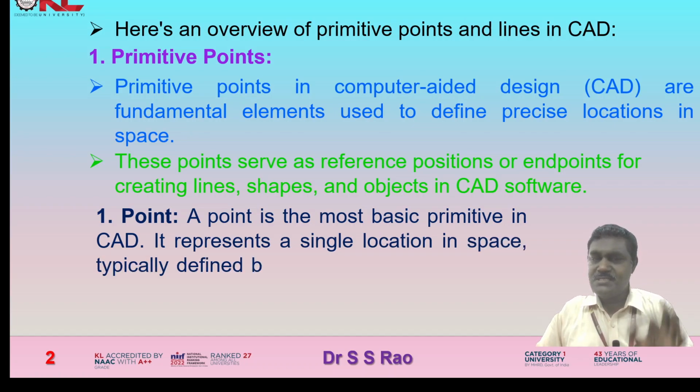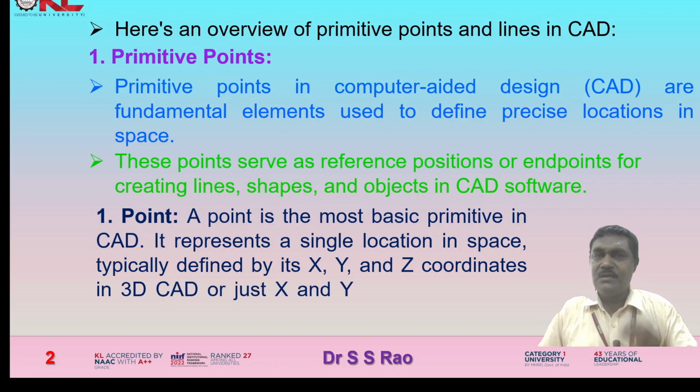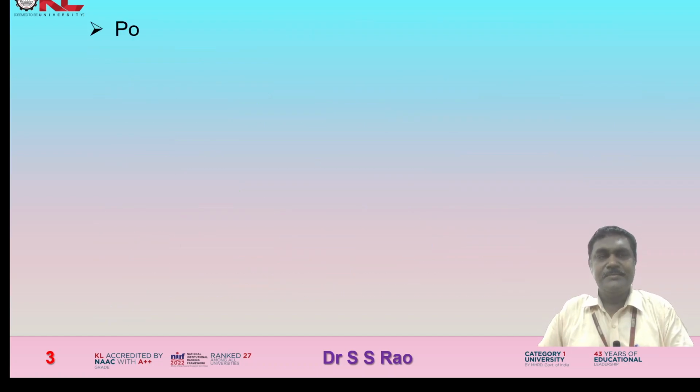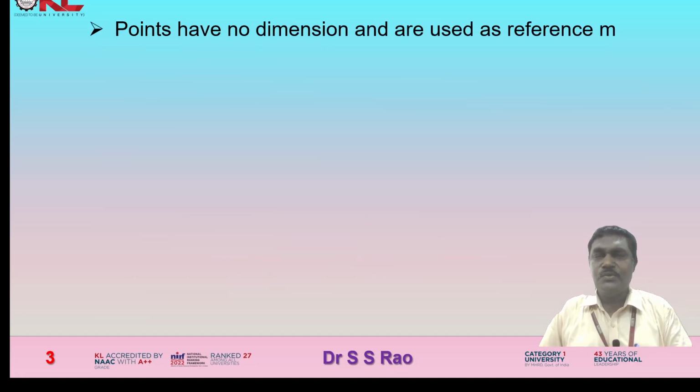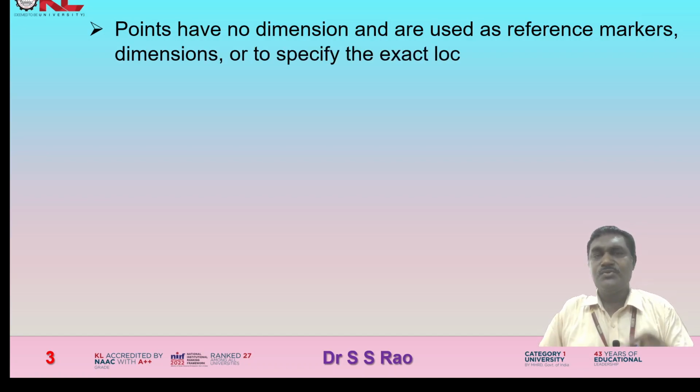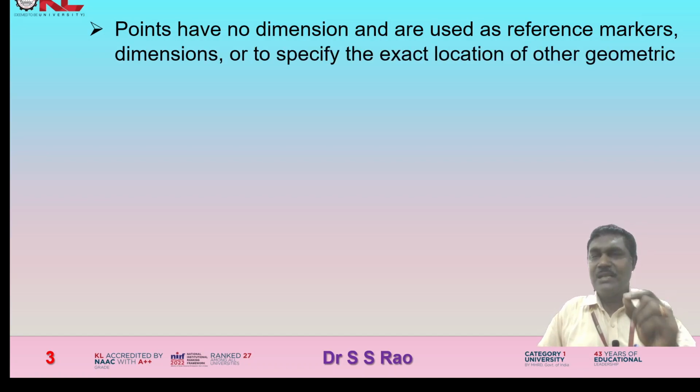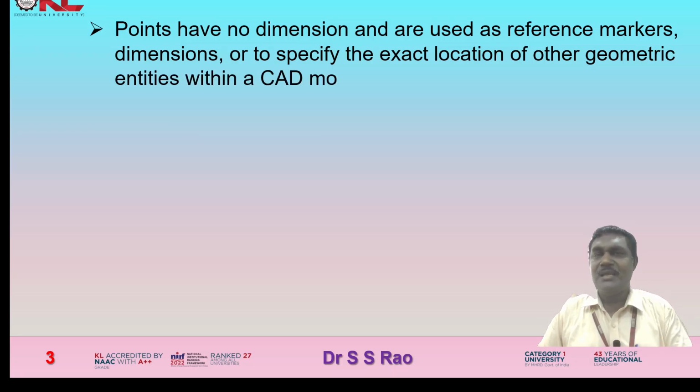It represents a single location in space, typically defined by its x, y and z coordinates in 3D CAD or just x and y coordinates in 2D CAD. Points have no dimension and are used as reference markers. Dimensions are used to specify the exact location of other geometric entities within a CAD model.